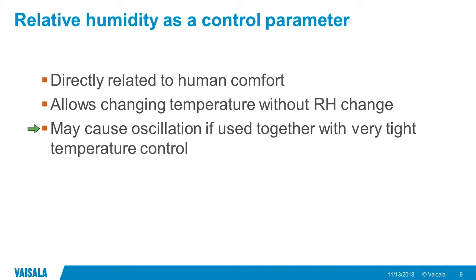Well, the drawback is in some cases, especially if you want to have a very tight control of the humidity and the temperature at the same time, you might get controls fighting each other, because changing the humidity level typically also influences the temperature, and certainly changing the temperature will change the relative humidity value, as you saw in the examples before.